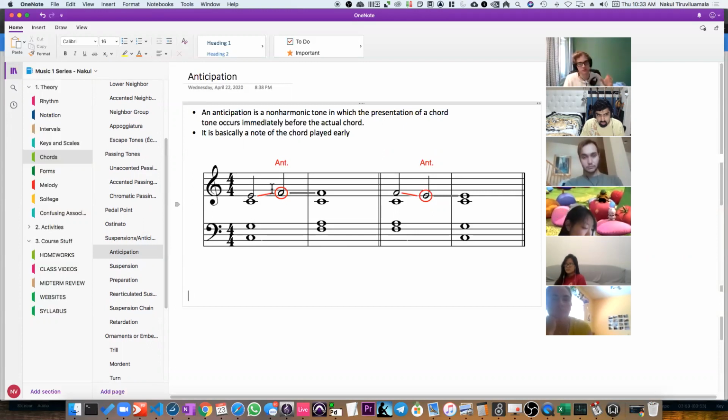Anyway, anticipation. You have a note. This chord tone, this non-harmonic tone doesn't fit with the chord at this particular moment in time, but anticipates the next chord, and this note is repeated and it fits the next chord. Right? Interesting, right? Anticipation. It's basically a note of the chord played early.